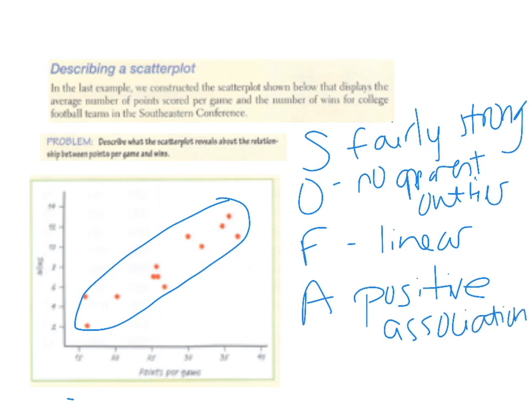What would be key here is that we need to make sure that we were using our context. Have to use the context. So when we talk about our positive association, we would need to say, there is a positive association. The more points per game, the more wins. There is a linear shape that is fairly strong, and there does not appear to be any outliers. Context is a must, though. You have to make sure that you use it to get your full credit.